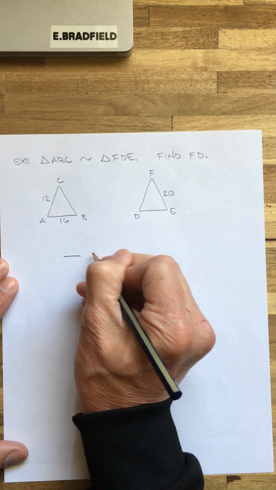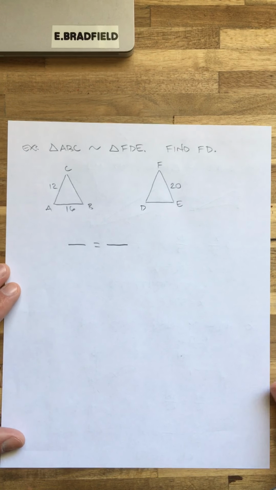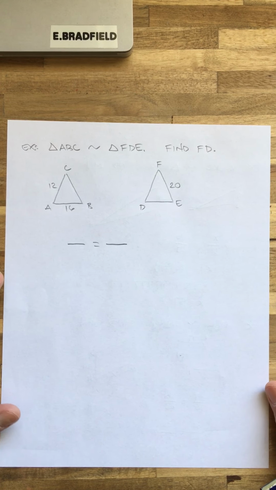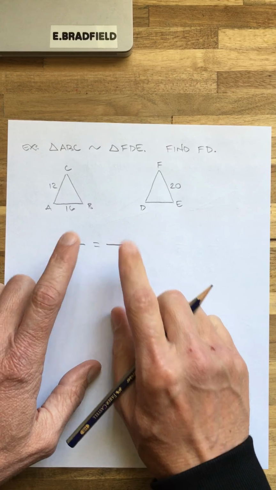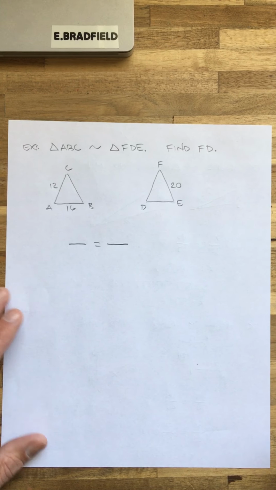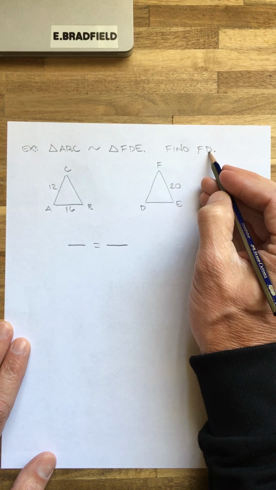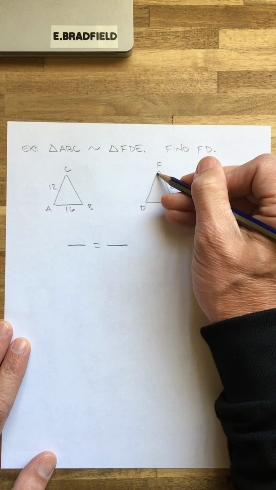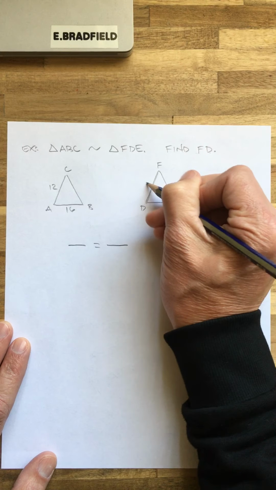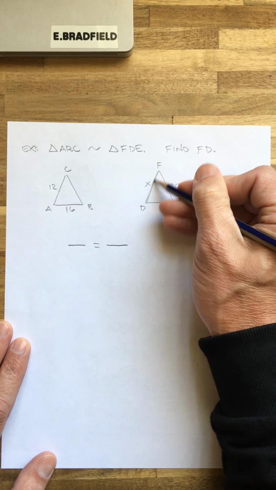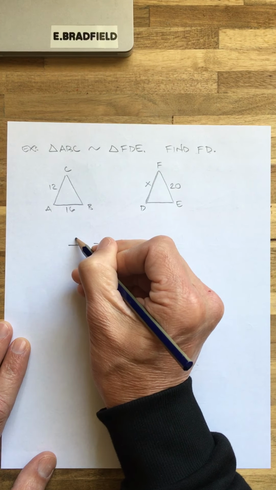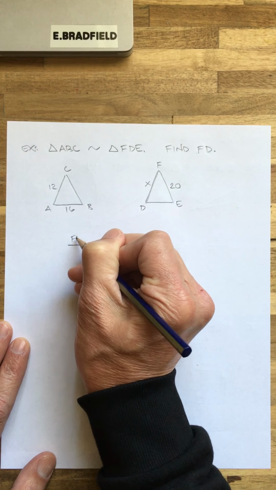We need to start with this is equal to this, right? We know we're going to start off with a ratio equals a ratio. This is called a proportion. Now let's look. We're trying to find FD, so we'll start here. FD, that's this guy right here. We're trying to find that, so put an X there. And remember, you always want your X up here, so this is your FD.